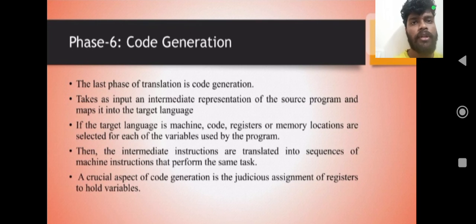And the last phase is code generation. The last phase of translation is code generation. It takes as input an intermediate representation of the source program and maps it into the target language. If the target language is machine code, registers or memory locations are selected for each of the variables used by the program. Then the intermediate instructions are translated into a sequence of machine instructions that perform the same task. The crucial aspect of code generation is the judicious assignment of registers to hold the variables.